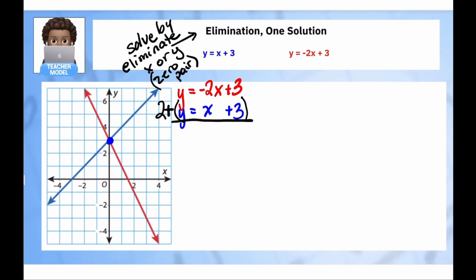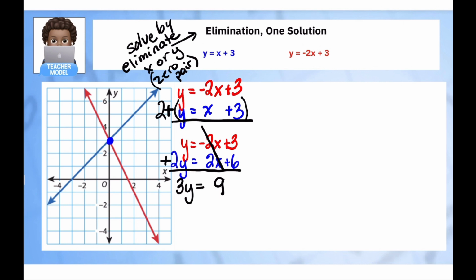Now I'm going to have this. Let me write my first equation just so that it's still in front. So my second equation is now 2y is equal to 2x plus 6. Now when you add them up, I'm going to get 3y is equal to, these are eliminated, it's happened, 9. I can solve for y now. Now that I've eliminated the x, I can solve for y. And y is equal to 3.